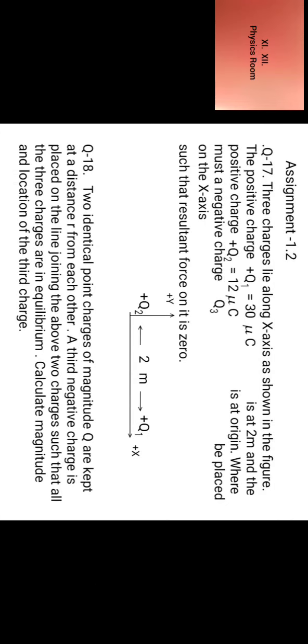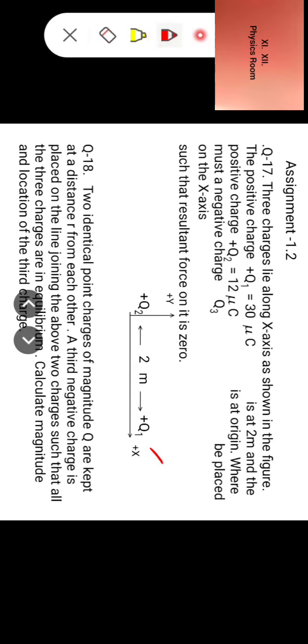Now, question number 17. Three charges lie along the x-axis as shown in the figure. The positive charge plus Q1 equal to 30 microcoulomb is at 2 meter, and the positive charge plus Q2 equal to 12 microcoulomb is at origin. Where must a negative charge Q3 be placed on the x-axis such that the resultant force on it is 0? So, you have to calculate the distance of Q3 from origin.